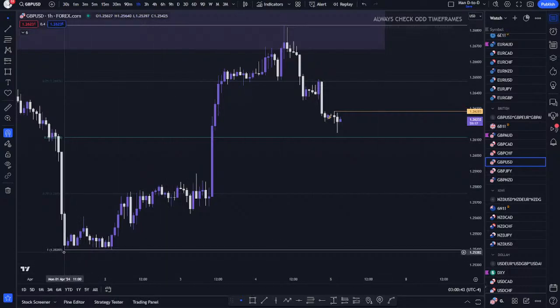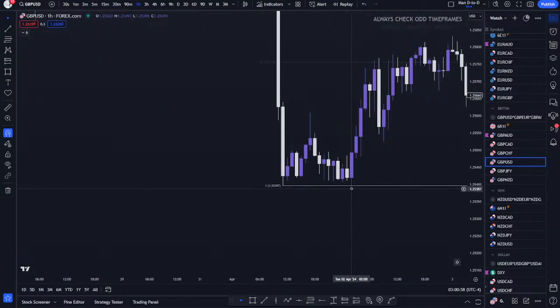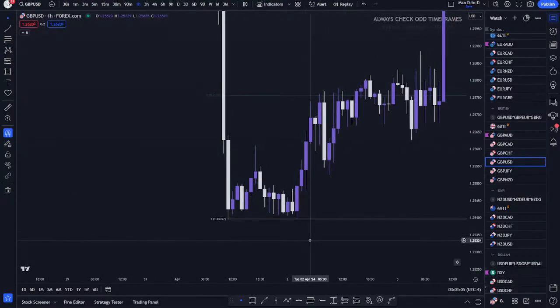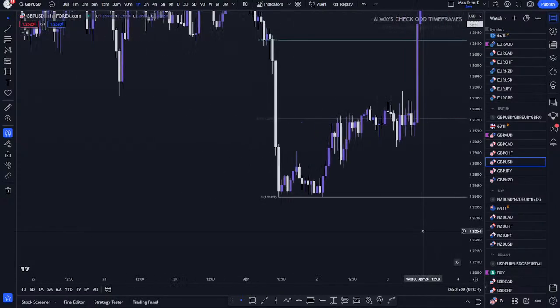Relative equal lows. I think they were not perfect when I checked it last time. Okay, this low is at 1.25397, 1.25396. So yeah, 1 pip difference between these two lows. This one is actually lower than this one by 1 pip, 1 point even. But yeah, I consider them to be relative equal lows, and that's why I was aiming for them.